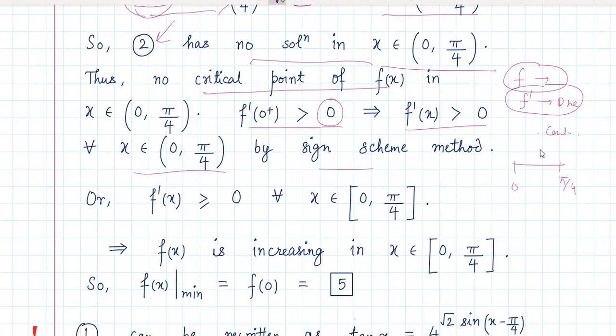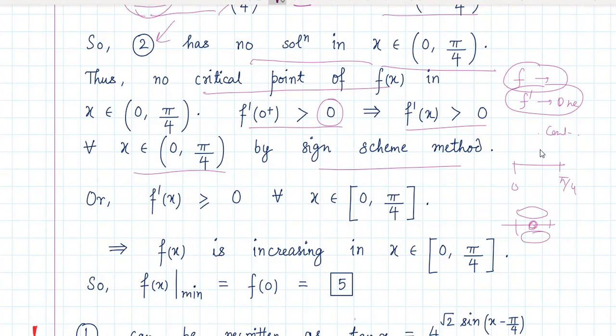That is the sign scheme method, right? Between any two critical points, we basically find the value of the function at any point. And if it is positive, then it remains positive throughout this interval between the two critical points. And if it is negative, then it remains negative throughout. That is basically the sign scheme method, right?